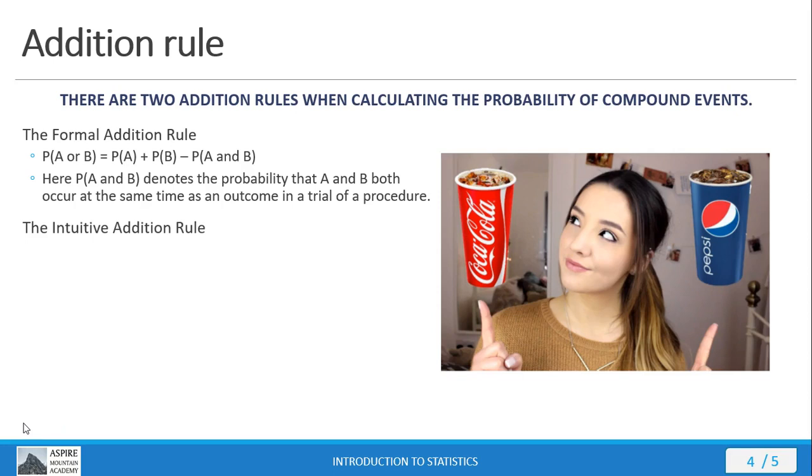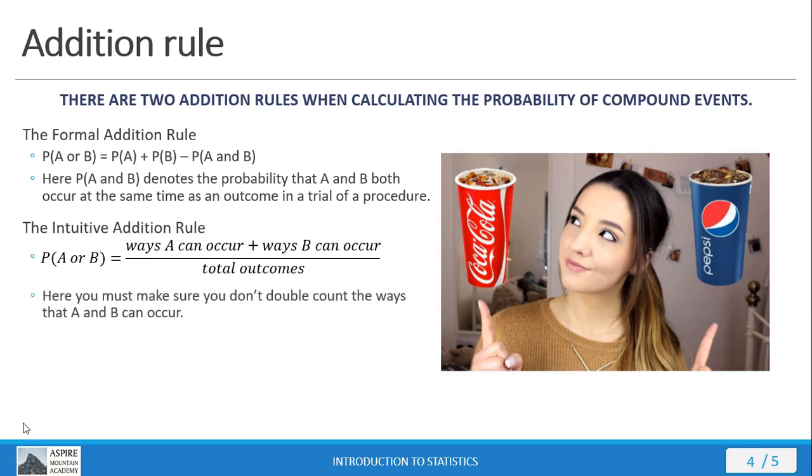Then there's the intuitive addition rule, which is pretty much the same calculation if you think about it. Ways that A can occur plus ways that B can occur, over the total outcomes. Of course, this is assuming that A and B don't occur at the same time. If they do, then we have to subtract that out. So if there's any way that A and B can occur together, then we have to subtract those ways out so that we don't double count the A and the B.